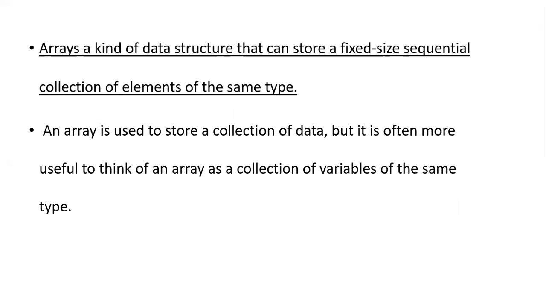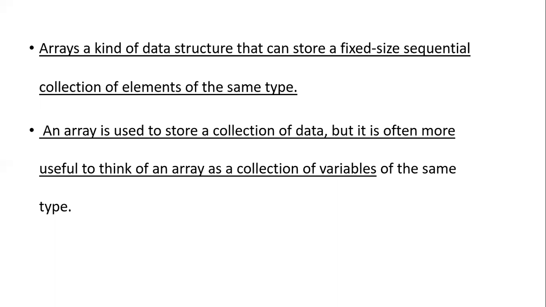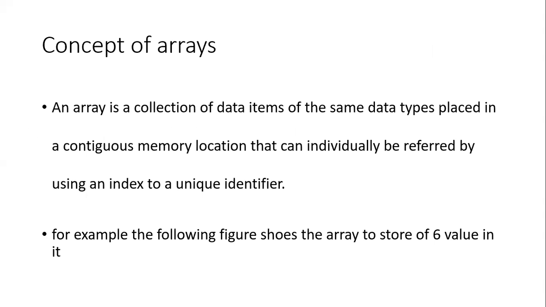The thing we are going to learn is that the size of the array is fixed, and the collection of elements must be sequential. Sequential means they have numbers starting from 0, 1, 2, 3, 4, 5, and these sequential numbers are called index, which we will learn later on. An array is used to store a collection of data, but it is often more useful to think of an array as a collection of variables of the same data type.